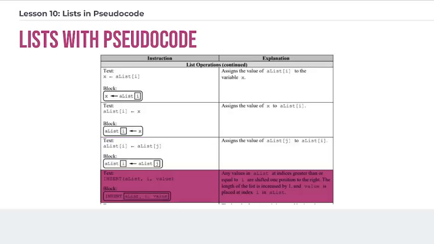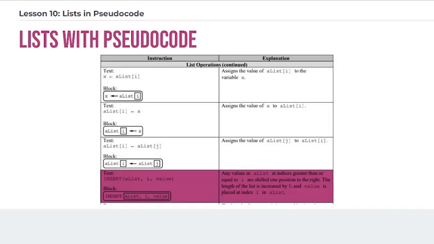And then this is the first command that we've seen, or the first procedure for lists, which is called insert. Insert is a procedure with 3 parameters. The first parameter is the list that we're inserting into. The second parameter is the position where we're going to insert a value. And the third parameter is the value that we're inserting.